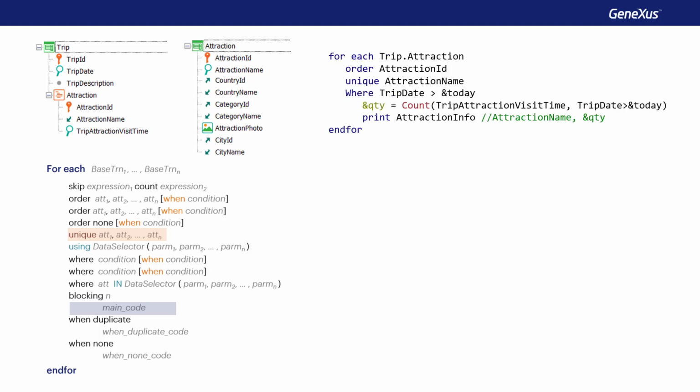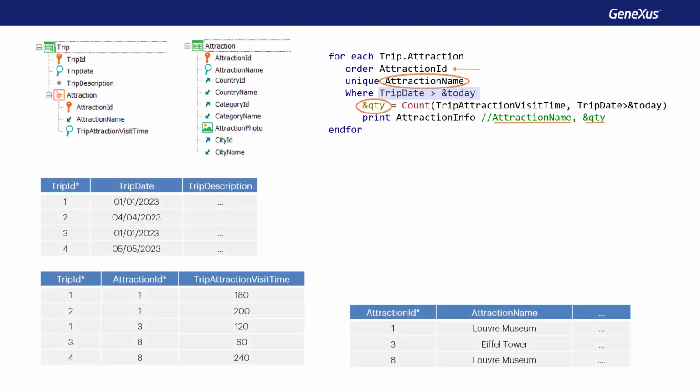So, for example, we might want to list every attraction name included in trips after today's date, together with the number of trips they're in, and with the query sorted by attraction ID. If this is the data and the date of the today variable, let's think about what should be the result of the query.